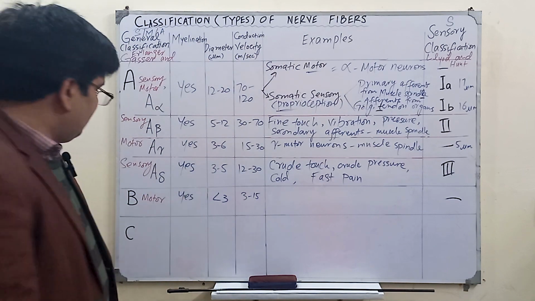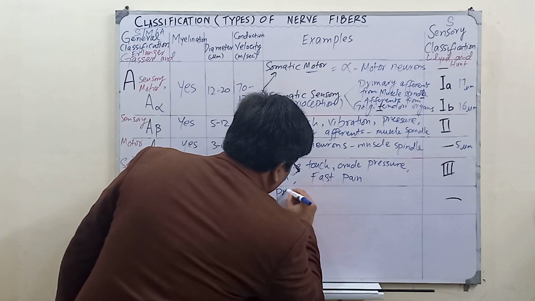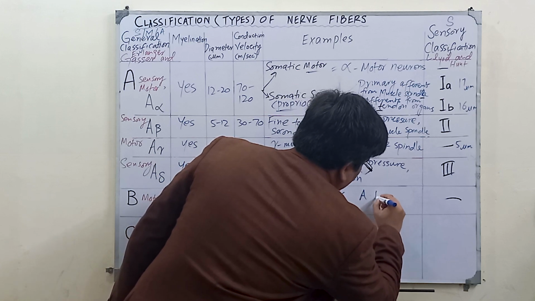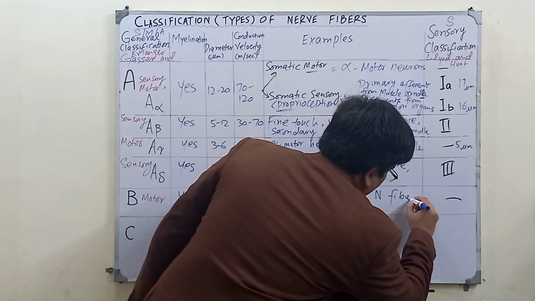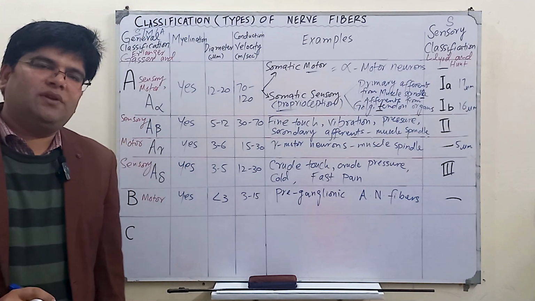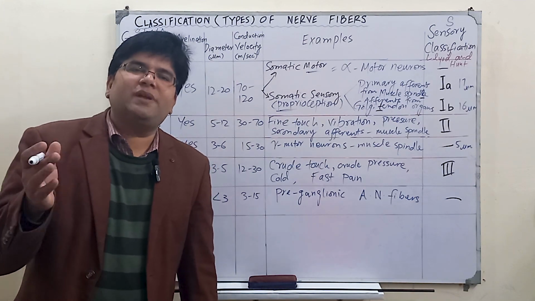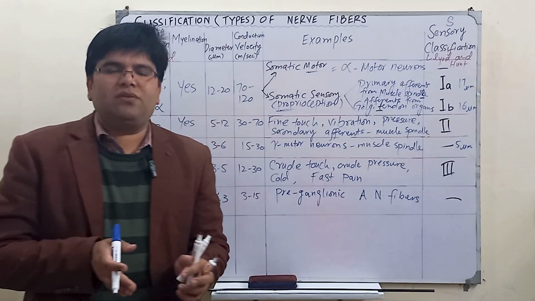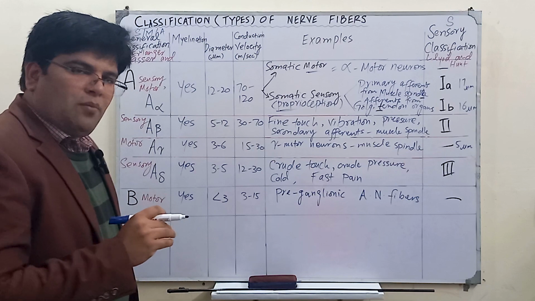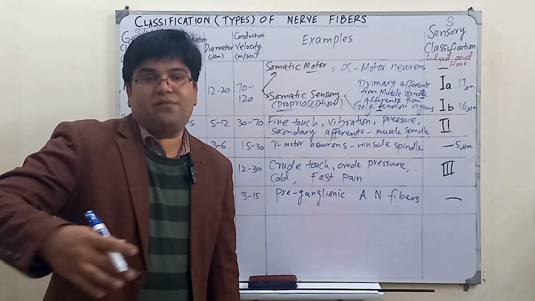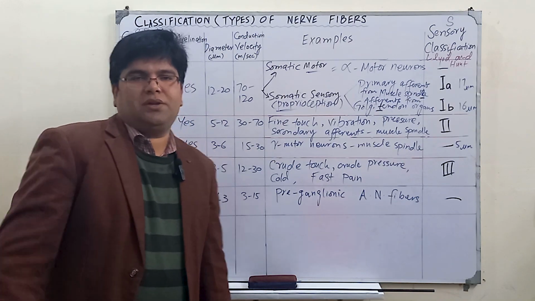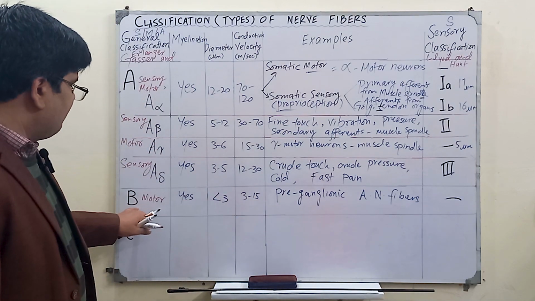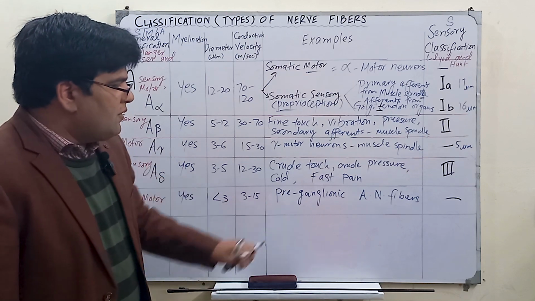What is the example of these nerve fibers? They are preganglionic autonomic nerve fibers. When we studied the organization of nervous system, at that time I explained to you that there is one sensory division and one motor division. In motor division, there is a somatic division and then autonomic division. In autonomic division, there are two types of nerve fibers: preganglionic and then postganglionic type of nerve fiber. So this preganglionic nerve fiber, that comes under B type of nerve fibers.